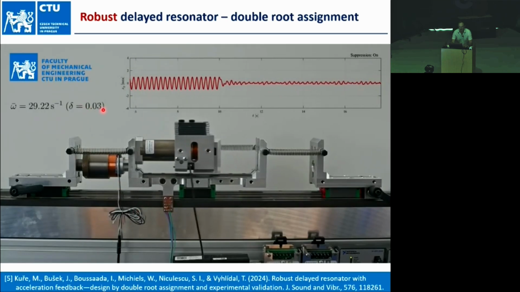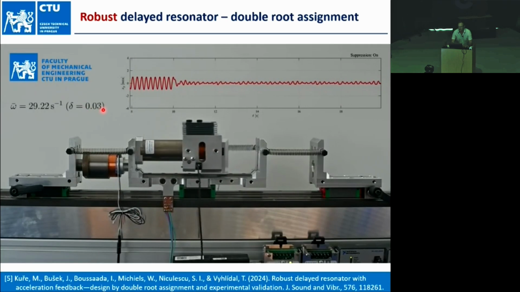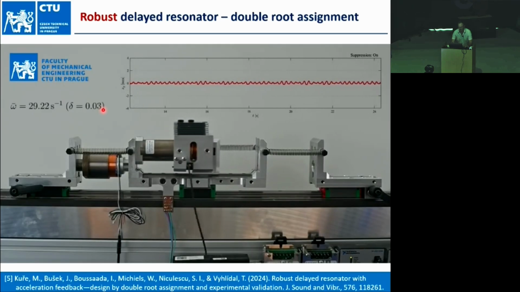So now we see that we have the 3% mismatch between the frequencies, and it also worked for that 5% mismatch.